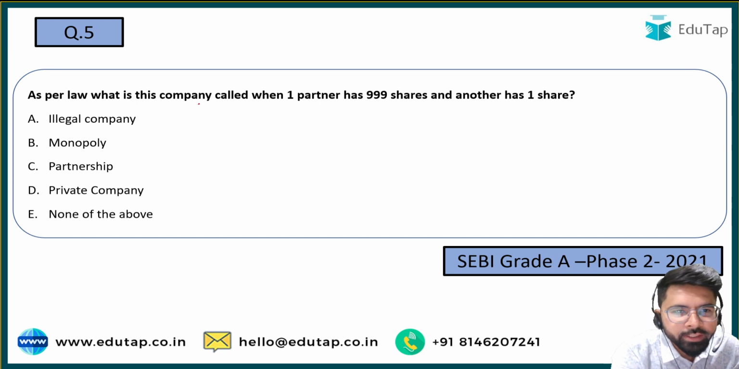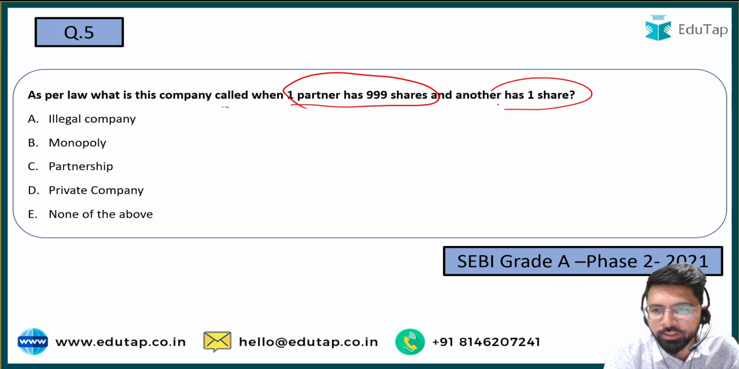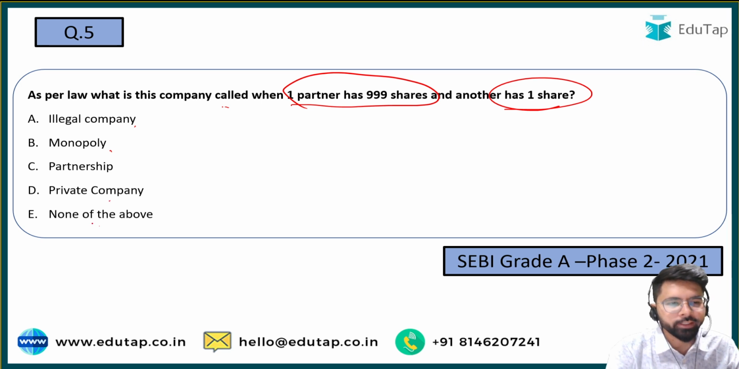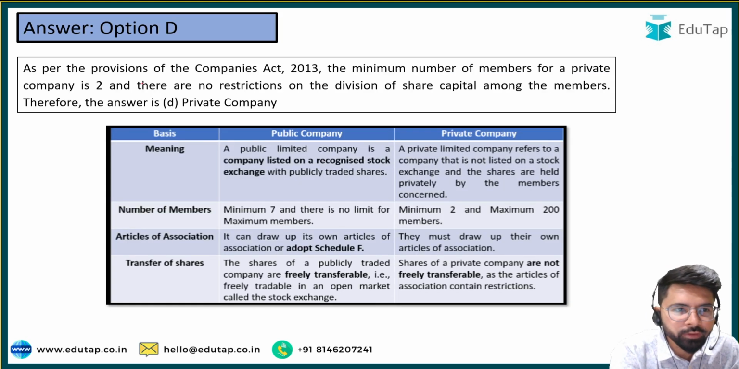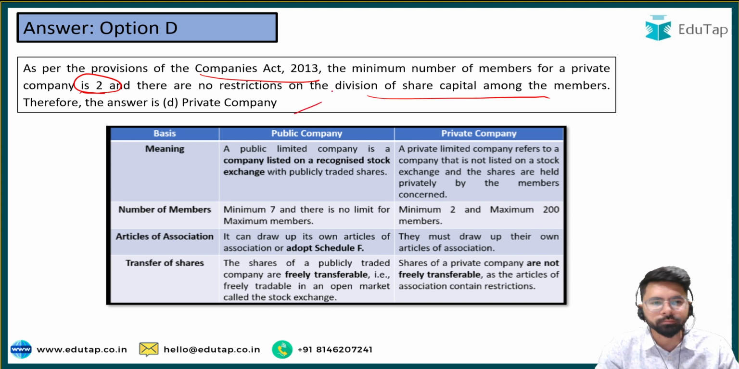As per law, what is the company called when one partner has 999 shares and the other has 1 share? The options are illegal company, monopoly, partnership, private company, E is none of the above. So friends, the answer to this particular question is private company. As per the provisions of the Companies Act, the minimum number of members for a private company is 2, and there are no restrictions on the division of share capital among the members. So the answer is option D.